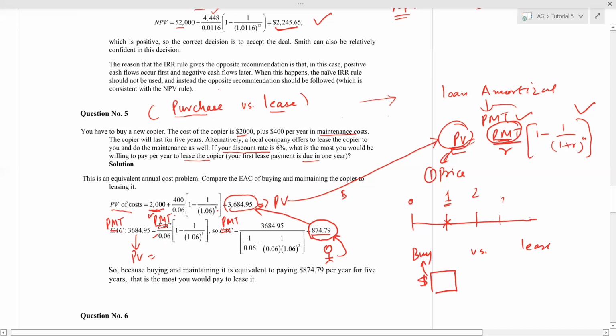Okay, because buying and maintaining it is equivalent to 874.79. If you see, buying and maintaining is equivalent to this one. So this payment for 5 years is equivalent to this cost. Okay, that is the most you would pay to lease. So this is the maximum price you would be willing to pay.